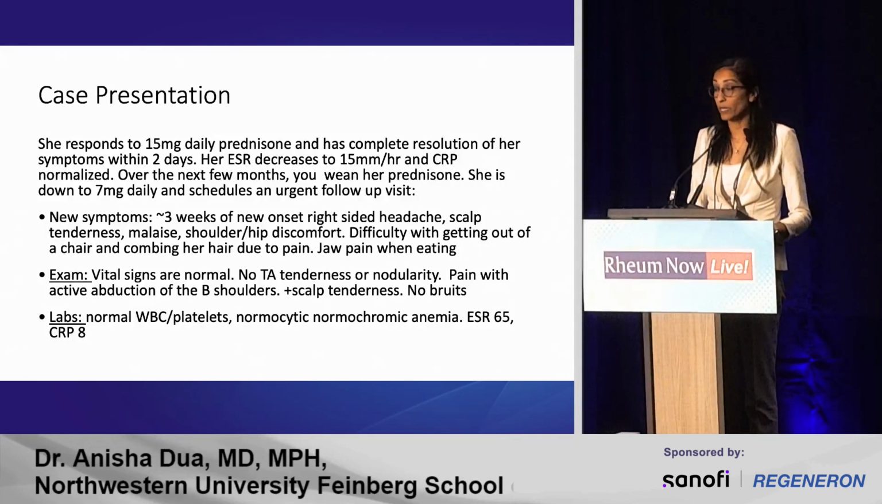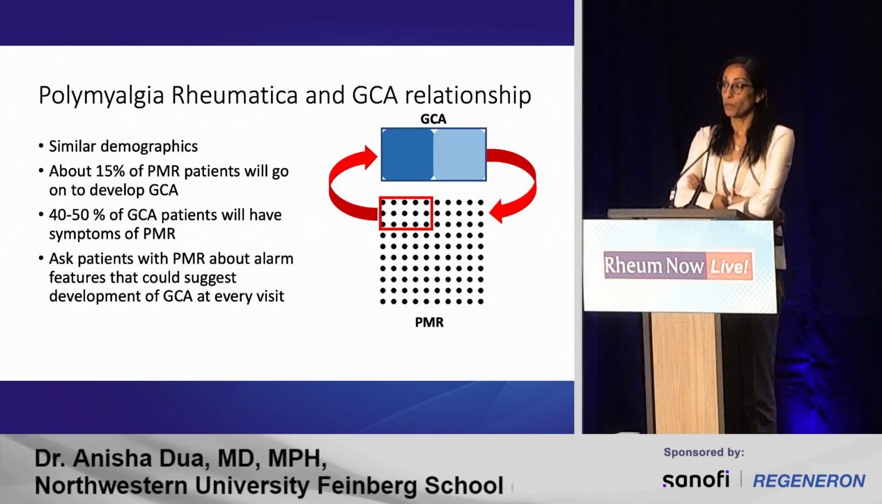She's got jaw pain when eating. Her vitals are normal. She doesn't have any abnormalities on her exam of her temporal arteries. She's got pain with abduction of her shoulders, some scalp tenderness, no bruit. She has elevation of her inflammatory markers and a little bit of an anemia. So what's the relationship here between polymyalgia rheumatica and GCA?